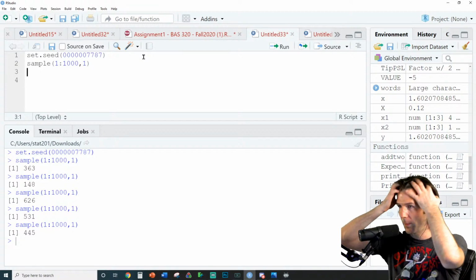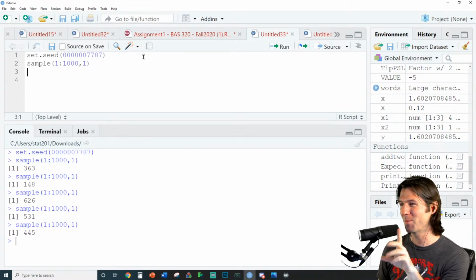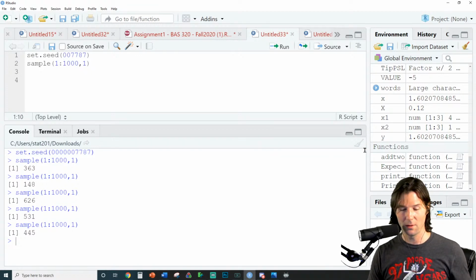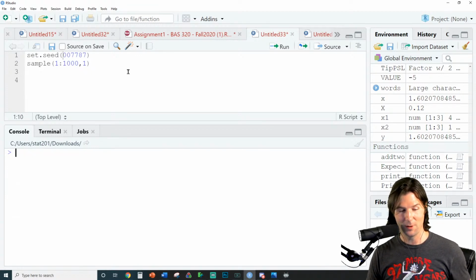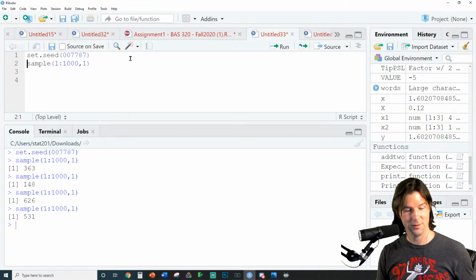So notice right here that I was able to tell you all the numbers up until the next one. But what we have right here is that the seed will give us the same numbers as we go through this. So did it matter that these zeros existed? Alan, if you want to reply, do these zeros change the seed at all? Right here, where I get 363, 148, 626, 531, I swear I'm not cheating, 445.